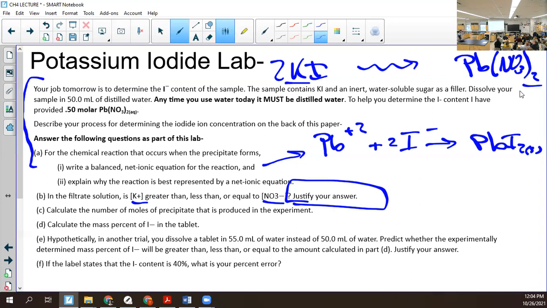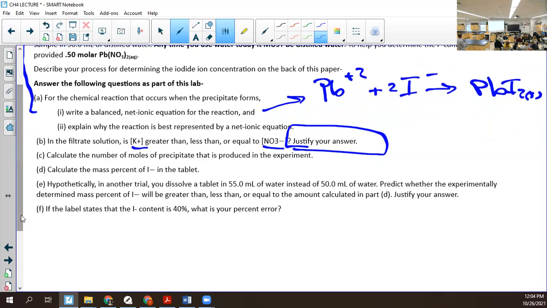All right. So Davis, say it one more time. Okay. It's part of the limiting reactant. By definition, the other one is in excess. Okay. So it should be less than. All right. Part C, you can't do yet. Calculate the number of moles of precipitate produced. Can't do that yet because we have to weigh it out first, right?